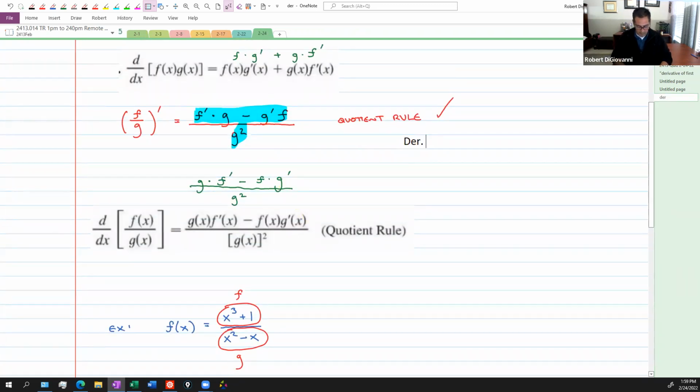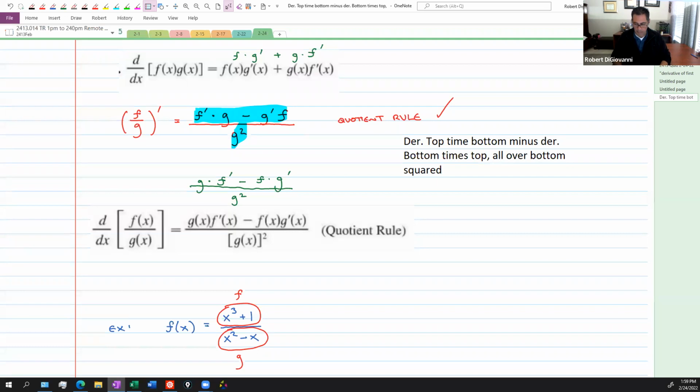It's derivative top times bottom minus derivative bottom times top all over bottom squared. So again, when I'm thinking quotient rule, I'm not thinking F and G. I'm thinking I'm going to take derivative of the top, multiply it times the bottom. But I'm going to subtract from that the derivative of the bottom, then times the top. And then I'm going to divide all of that by the bottom squared.